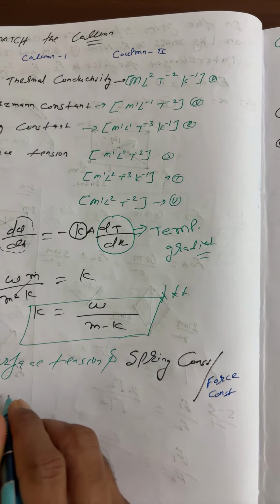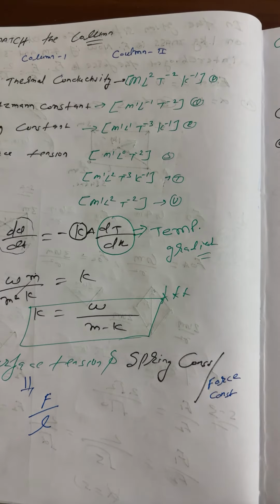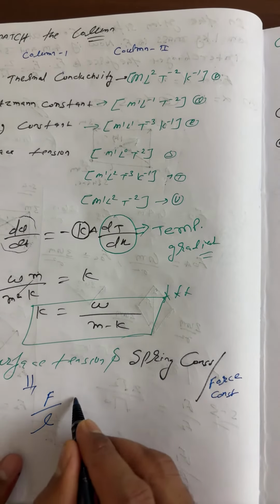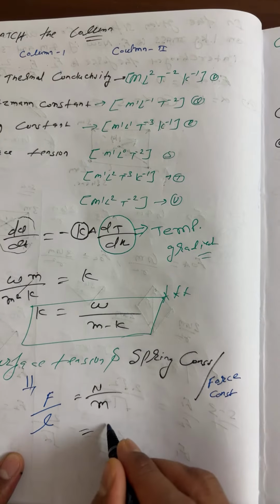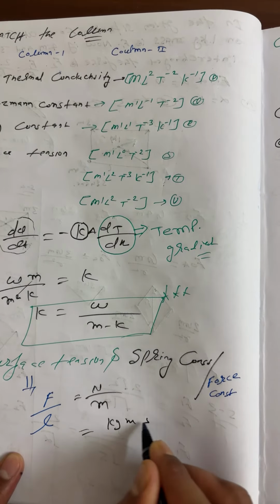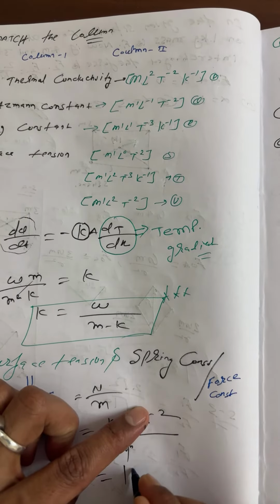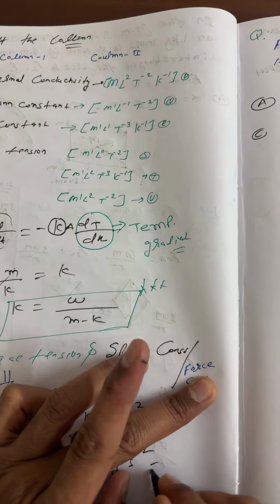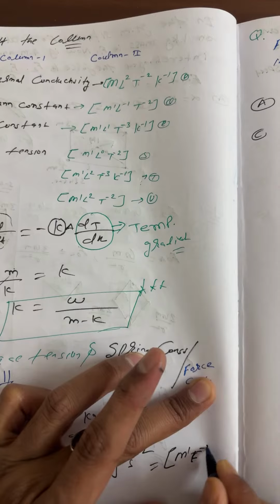Surface tension is defined as force per unit length. So force is Newton, and per meter. Newton is kilogram meter s to the power minus 2, and meter cancels here. So finally, you can write kilogram s to the power minus 2. So what answer are we supposed to write? M1 T to the power minus 2.